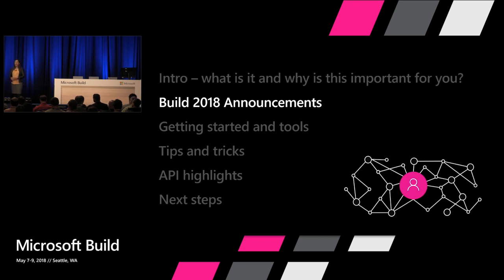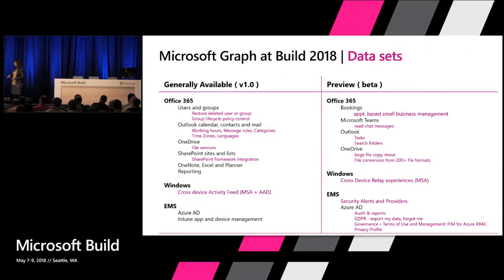Now, Graph has been there for 3 years, and every year we keep adding more and more data. So I wanted to briefly go over the set of new things that we've added for Build 2018. The next slides are going to be quite busy, so I'm not going to go over all of the things. It's going to be a splash on the wall with a lot of things. I've divided it into 2 parts, data sets and capabilities. We're going to start with the data sets, which I divided into Office 365, Windows, and EMS.